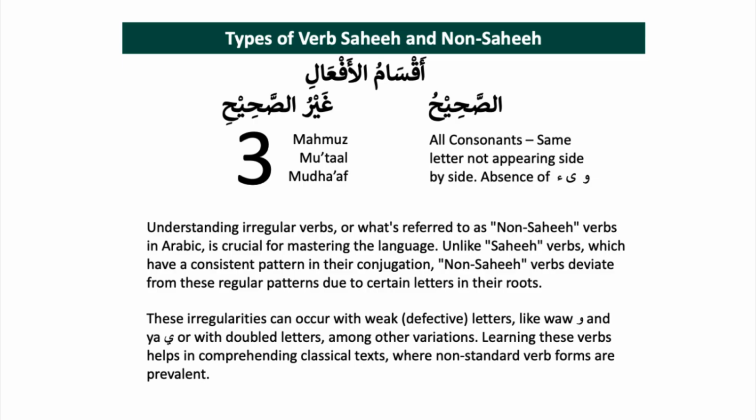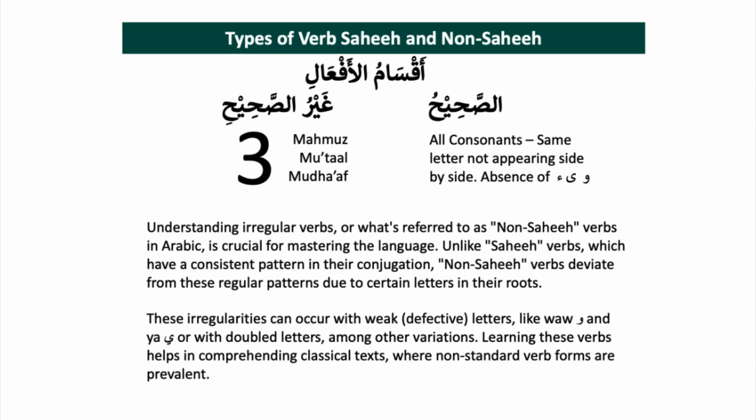On the other side, we have ghayru sahih verbs, which means irregular verbs. These verbs do not follow a single consistent pattern. The reason is very simple. Their root letters contain certain special letters that cause changes in the structure.